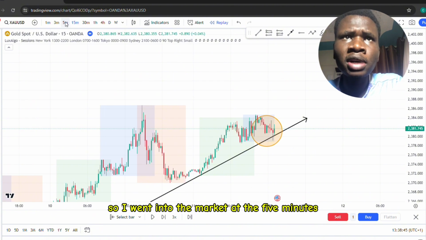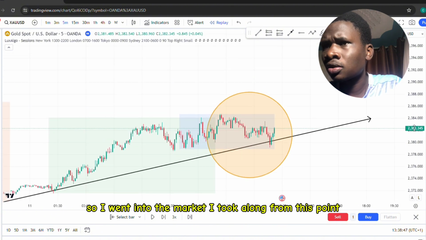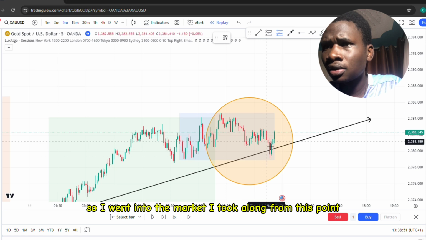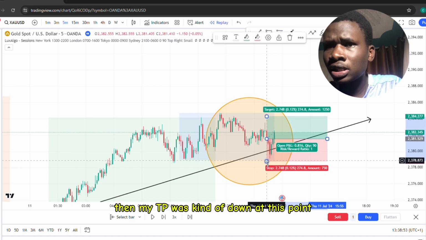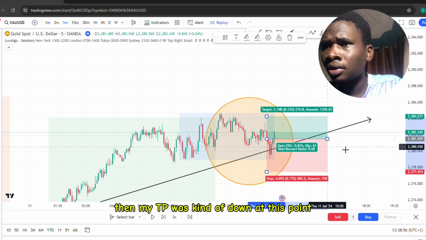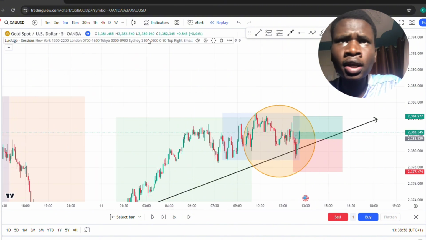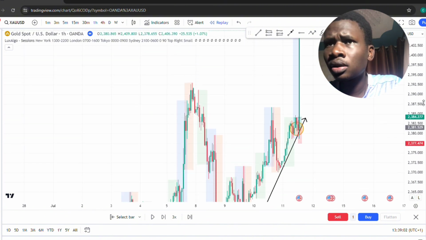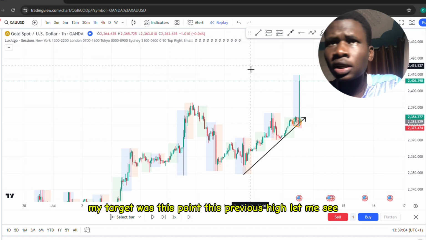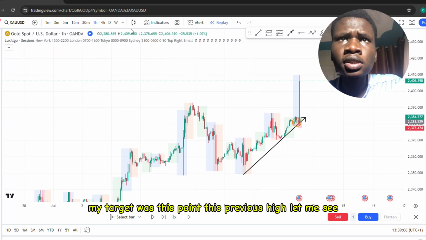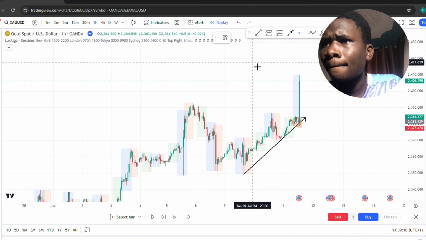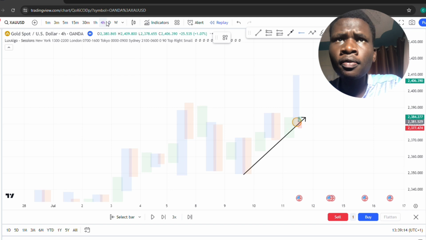So I went into the market at the 5 minutes. I took a long from this point. Then my TP was kind of down at this point. Then my target was this point, this previous high. Let me say 4-hour.